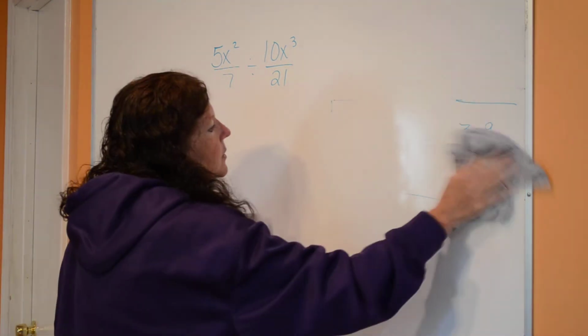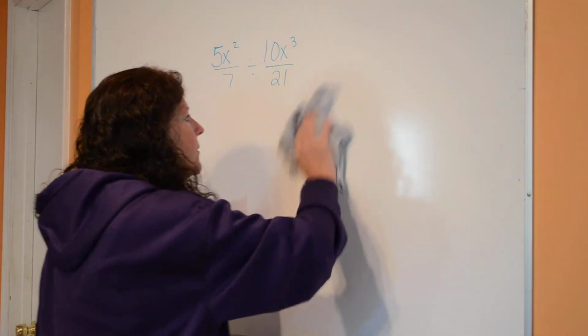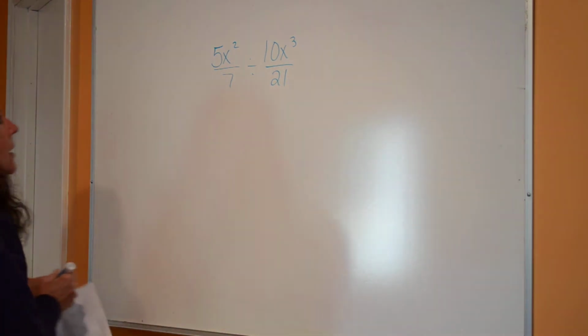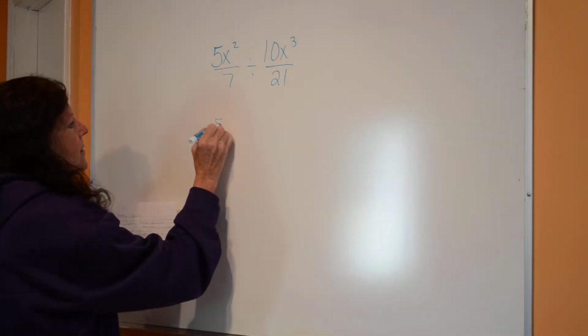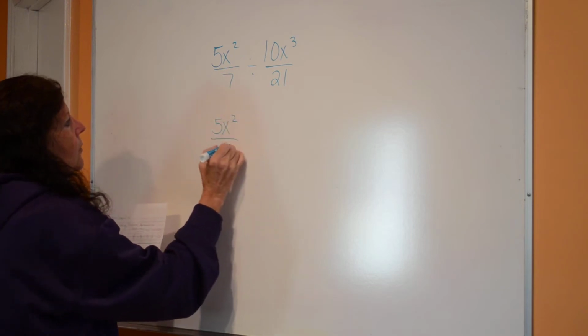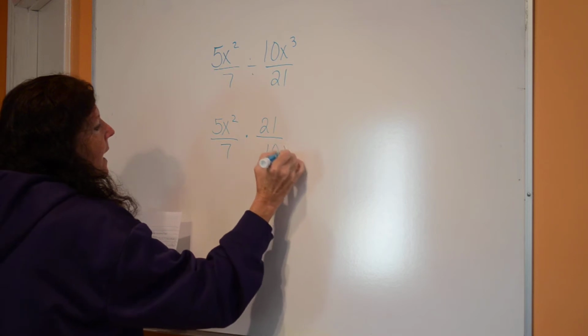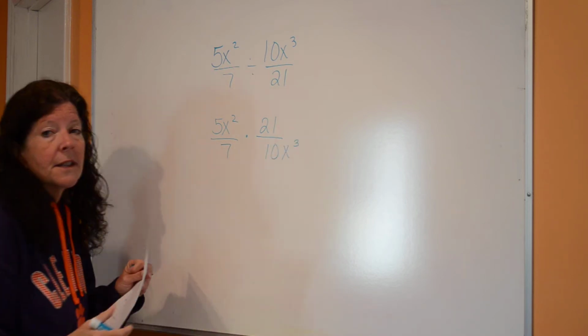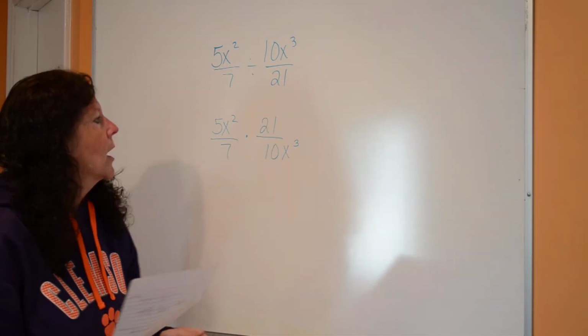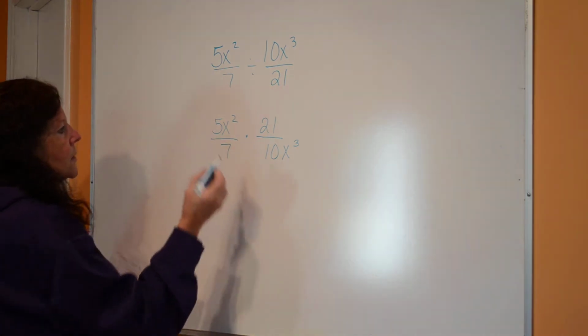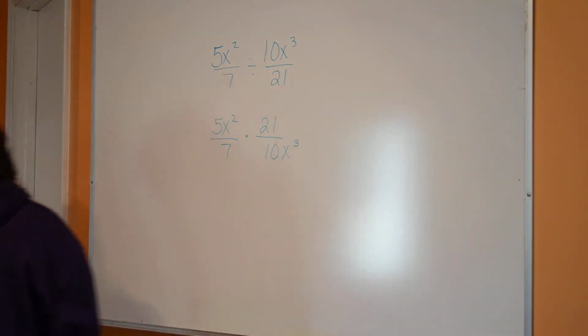So what I have to do this problem is I have to flip the second fraction and change it to multiplication. So I have 5x squared over 7 times 21 over 10x cubed. Now at this point you can either multiply straight across or you can cross reduce. I'm going to cross reduce here.